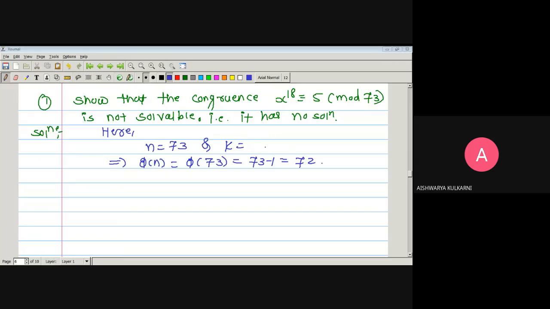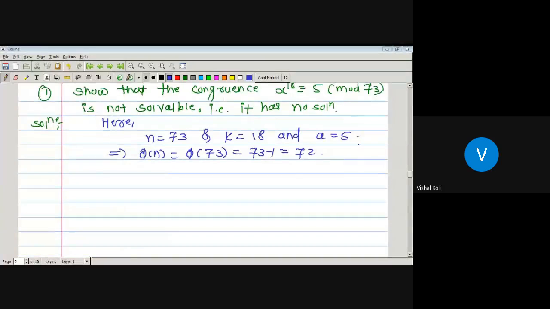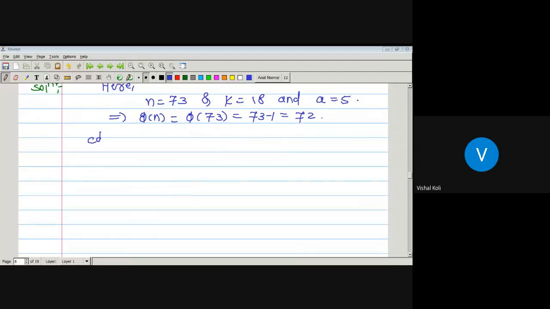Here n is 73, k is 18, and a is equal to 5. Now we know that the congruence of the form x to the power k congruent to a modulo n has a solution if and only if a to the power phi of n upon d is congruent to 1 modulo n. So consider a to the power phi of n upon d.